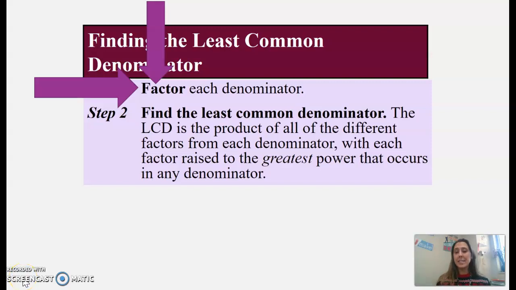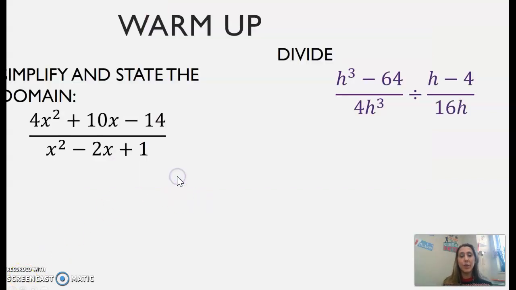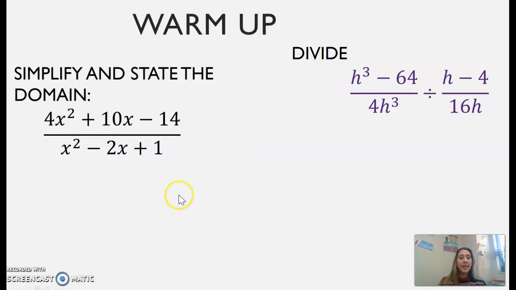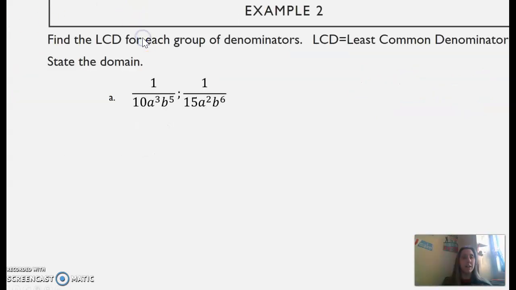Okay, functions, this is the last thing that we did, so we are going to move on. This was the warm-up that we did in class. So go ahead and do this. Remember, you're going to want to factor, but if you aren't sure, you can check your answers with me in class tomorrow. Okay, so moving on.